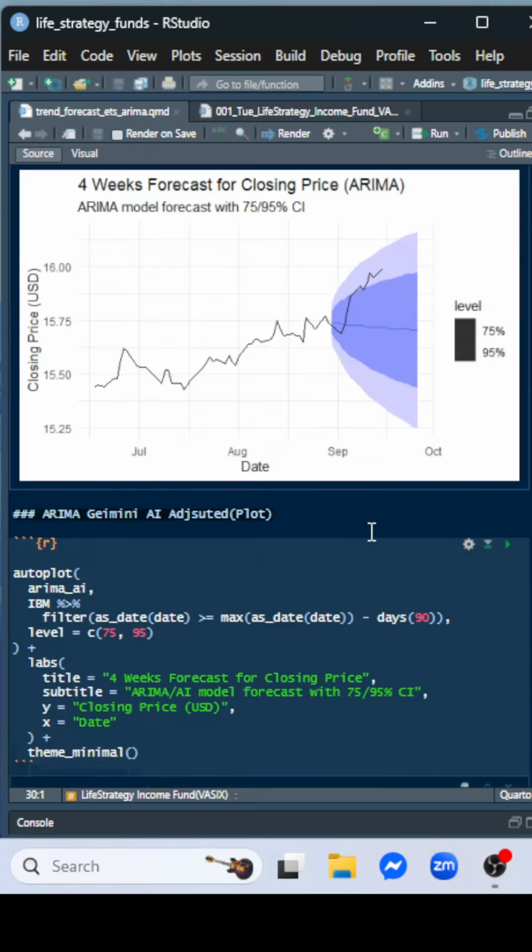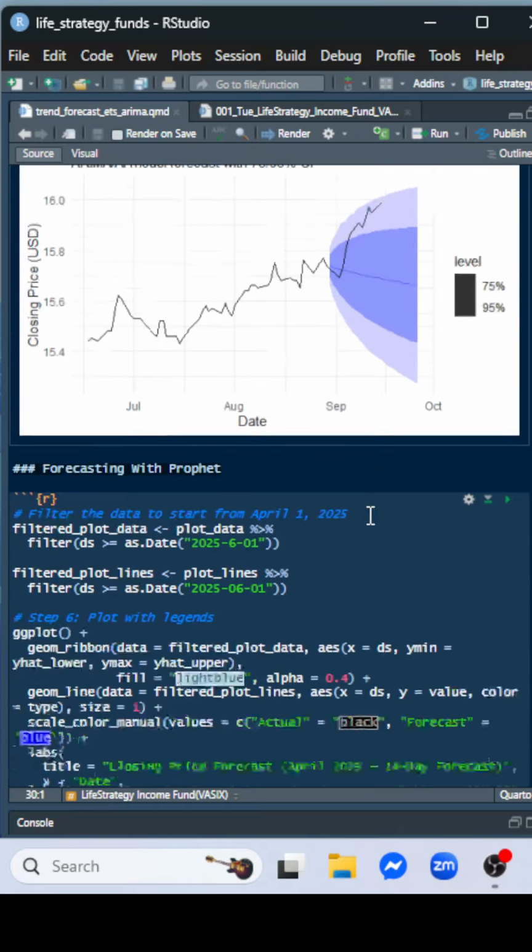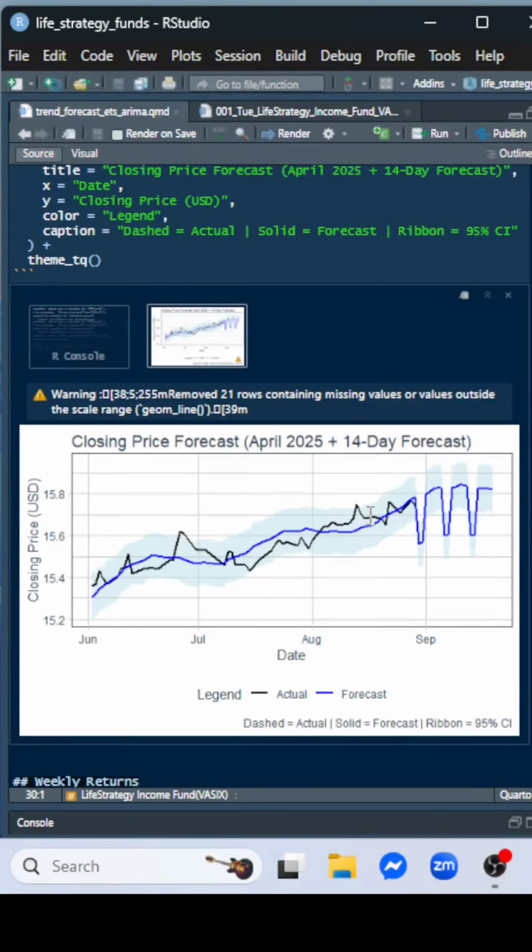Now what about the adjusted ARIMA model? This is even more interesting. You can see that it's actually predicting the price is going to decrease over the next 30 days. But look at this. It's well above the 75% line into the 95% territory. But then we look at Prophet, of course, as always. Prophet is saying it's going to kind of continue upward a little bit.